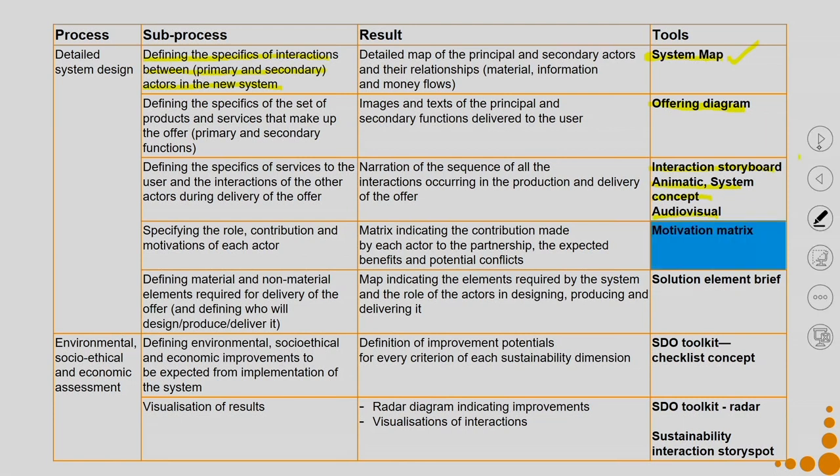There are two new steps that you will do in this particular stage when you are doing the detailing, and the first is called the motivation matrix. It's a matrix indicating the contribution made by each actor to the partnership, the expected benefits and the potential conflicts. So if I am one actor and that company is another actor, it's not only the benefits, potential conflicts and contributions made, but also what is my own motivation to do that.